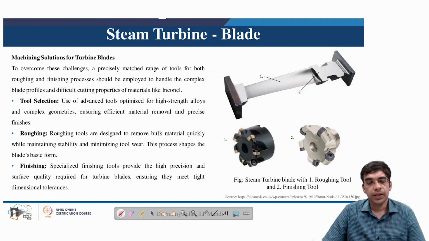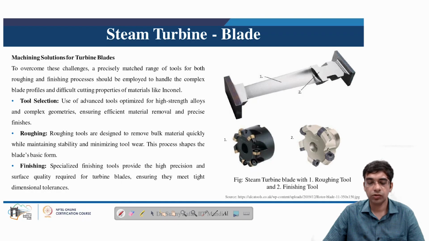So then what can be the machining solutions to machine the steam turbine blades? To overcome the challenges as mentioned previously, a precisely matched range of tools for both rough and finishing processes should be employed to handle the complex blade profiles and difficult-to-cut materials such as high strength alloy steels or Inconel. Tool selection should be done to ensure advanced tools which are optimized for high strength alloys and complex geometries are used, which will ensure efficient material removal and precise finish.